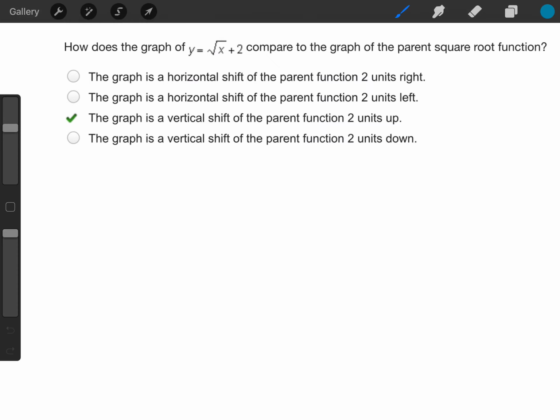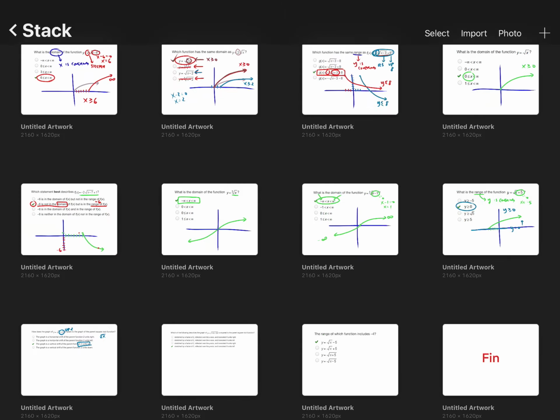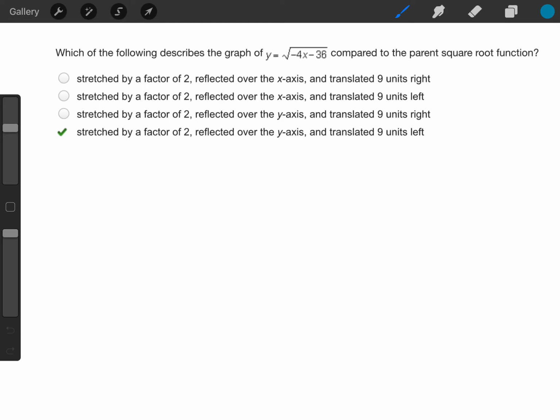How does the graph of y equals the square root of x plus 2 compare to the graph of the parent square root function? The parent function is the square root of x. Plus 2 is telling you to go up by 2, so 2 units up. Bunch of words you hate to write. Okay, this is a crazy one.